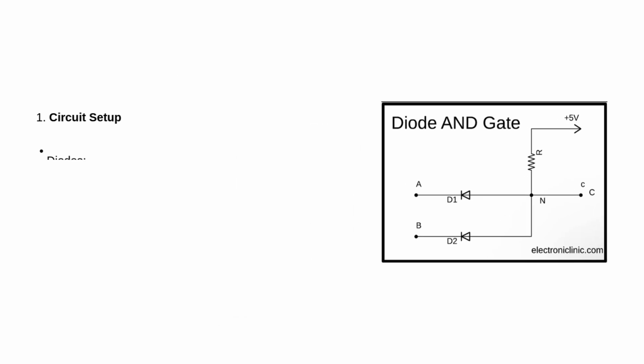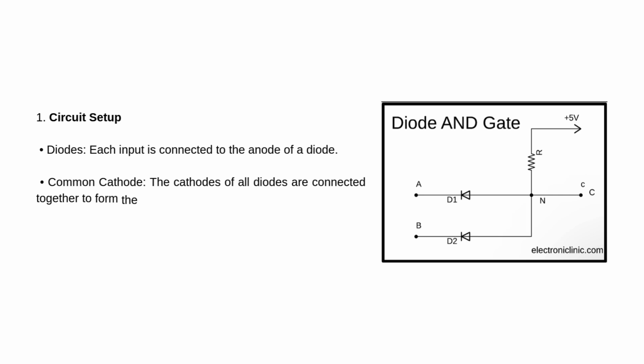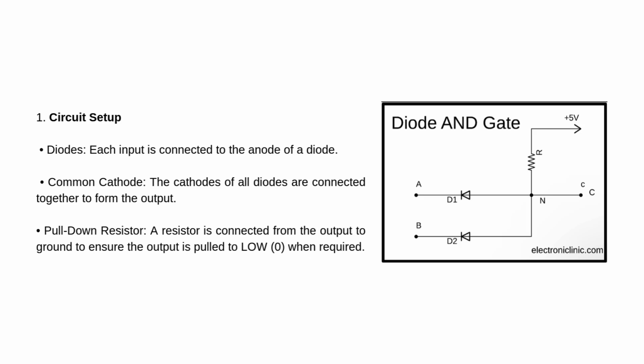Let's look at the circuit setup for the diode logic AND gate. Each input is connected to the anode of a diode. The cathodes of all these diodes are connected together to form the output. A pull-down resistor is connected from the output to ground. This ensures the output is pulled low when required.